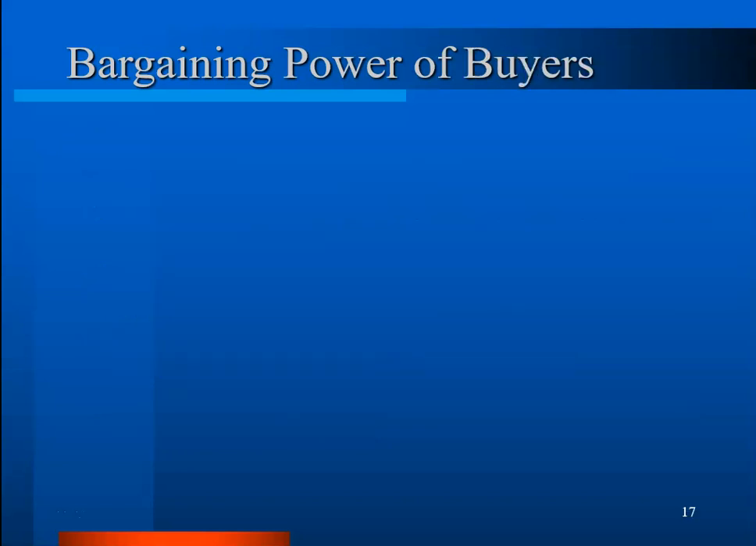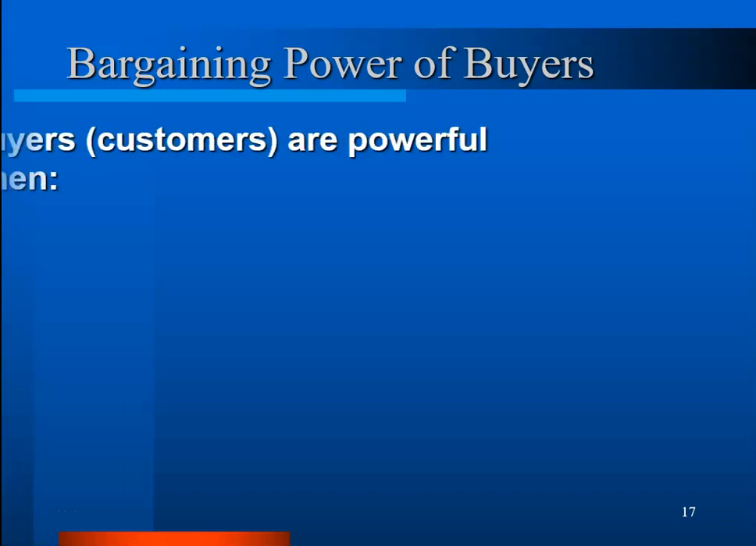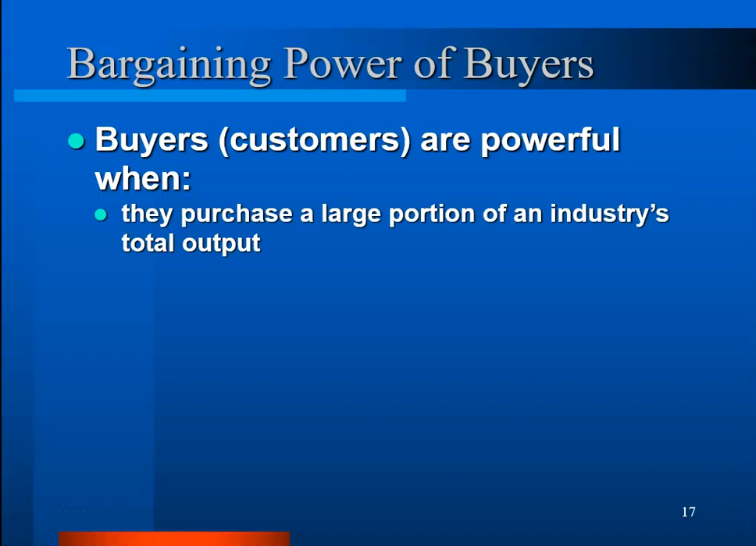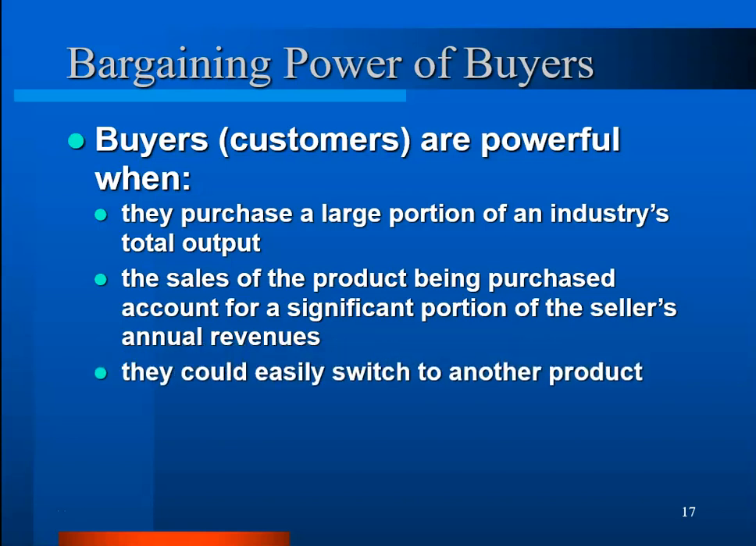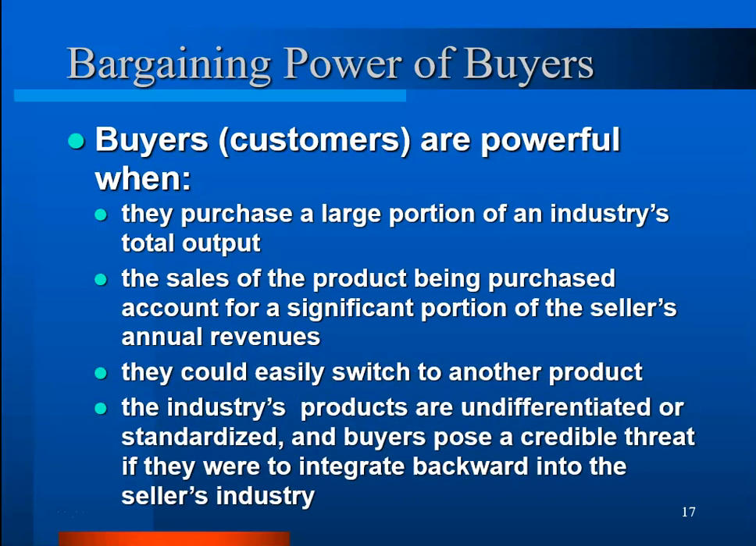Then there is the bargaining power of buyers, and this measures how much power consumers have in determining the prevailing price in a market. Buyers or customers are powerful when they purchase a large portion of an industry's total output. The sales of the product being purchased account for a significant portion of the seller's annual revenues. They could easily switch to another product. The industry's products are undifferentiated or standardized, and buyers pose a credible threat if they were to integrate backward into the seller's industry. Now, customers, as we know, have power because then they can decide just not to buy your product. And out of fear of them switching to another product, then you are going to comply and reduce your prices. So for any product or service that you sell, buyers are very powerful.